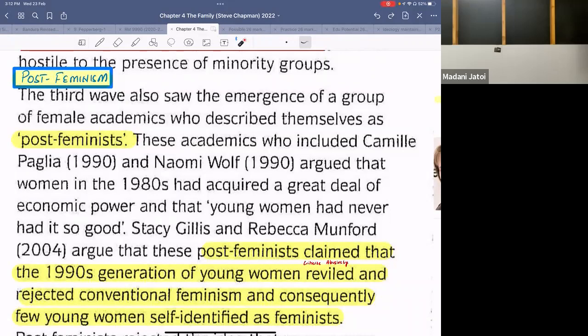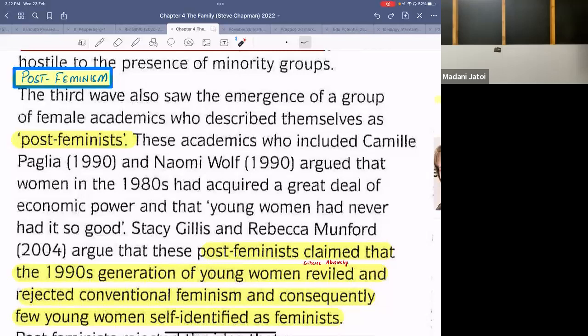Post-feminists rejected the idea that women were victims of men and advocated an alternative, power feminism. Come on, keep on gathering. There are more to come. We're talking about power feminism over here that applauded and celebrated the economic success of these young women.